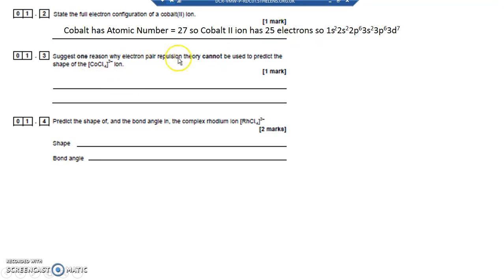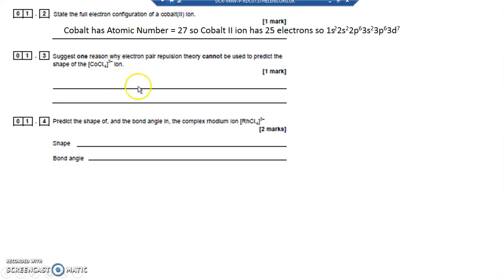Suggest one reason why the electron pair repulsion theory cannot be used to predict the shape of the CoCl4 ion. Well, you predict that it's actually tetrahedral because it's got a coordination number of 4. It's got 4 ligands, 4 Cls. So you actually predict it's tetrahedral.